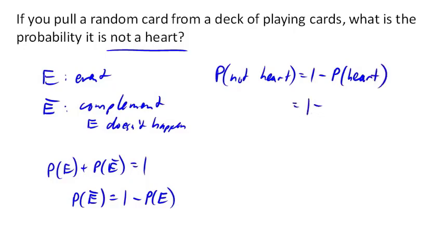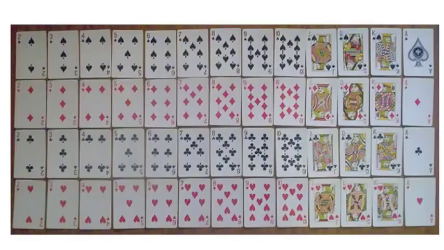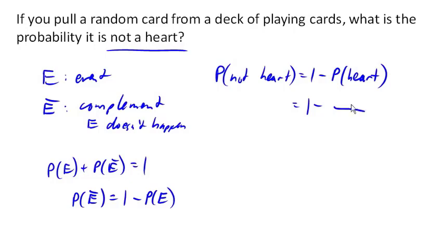Well, there are 13 hearts out of the 52 cards in the deck. So 1 minus 1 quarter, and that would be 3 quarters. So there's a 3 quarters, or 75%, probability of not getting a heart. And these are complementary events.